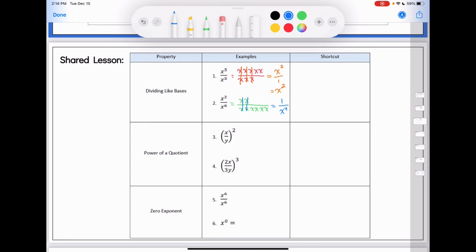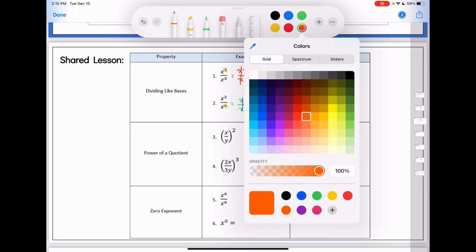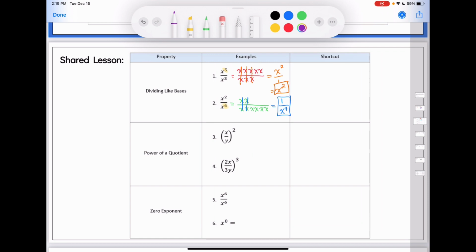I would have x to the 4th, and it's going to be on the bottom of the fraction. Now, if you go back and look at how that happened, on the first one, I have x to the 5th over x to the 3rd, and I get x to the 2nd, and it's on the top because the bigger exponent was on the top. On the second one, I have x to the 2nd over x to the 6th, and I get x to the 4th on the bottom because the bigger exponent was on the bottom. So what I'm doing is I'm subtracting my exponents, but I'm always writing my answer wherever the bigger exponent was.